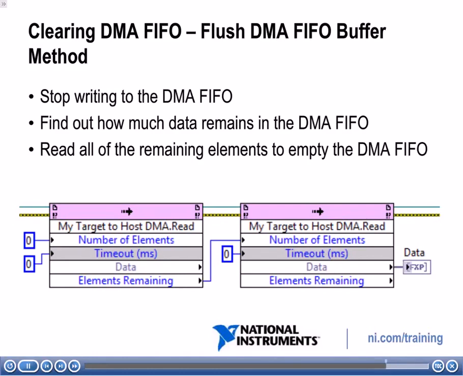If we look at the block diagram on the bottom, we assume that at this point we've already stopped writing to the DMA FIFO, so it's not going to get any new elements. Then we're just quickly checking how many elements are remaining in that FIFO, and then we read all of them. Notice that we flushed the remaining elements to that indicator data. At that point we can either choose to throw it away or maybe store it somewhere, depending on what's appropriate for you.